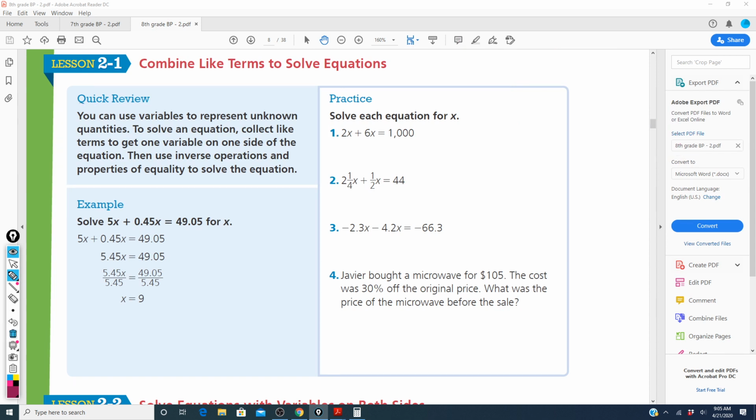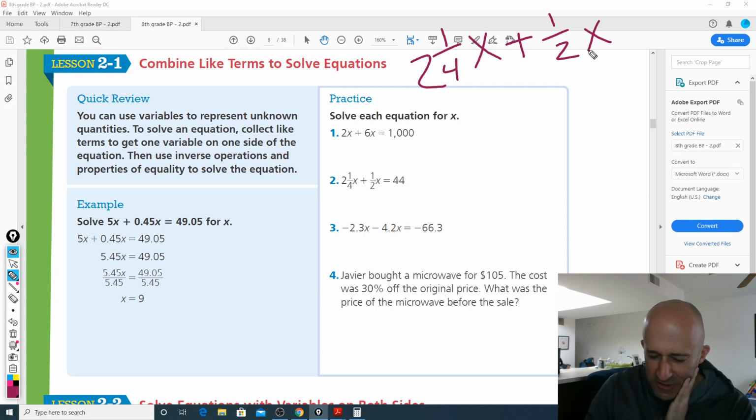Clear that off. Pull right through it here. If I were to add 2 and 1/4 x, and then I added another 1/2 x. Miss you too, dude. I hope everything's going well with everything going on.